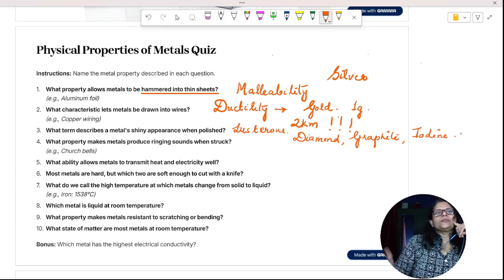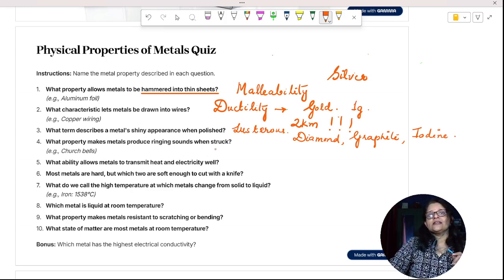Okay, now next question. What property makes metals produce a ringing sound when struck? When you strike it like this, you have heard. In the older days, we had a hanging bell like that, and our peon in the school would go and ring it when it was time for the next class, right? Of course, you have seen. Even the electric bells, that gong is made of a metal, a hammer is made of a metal.